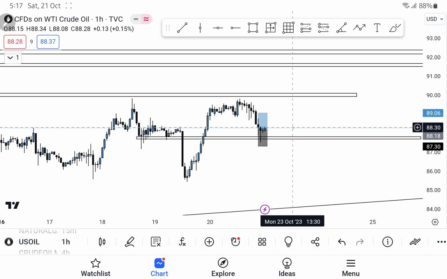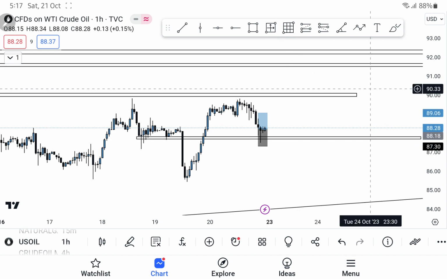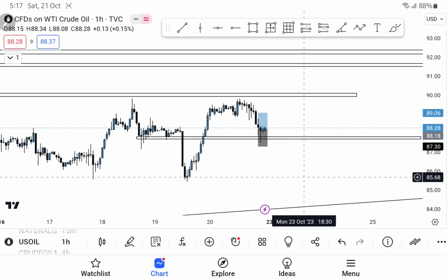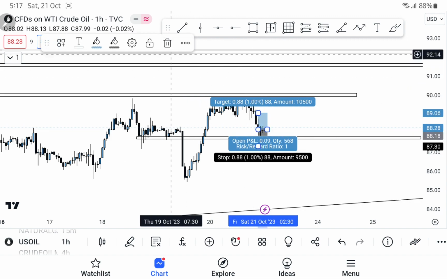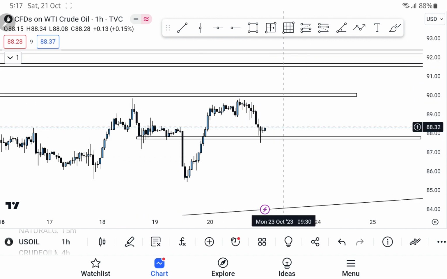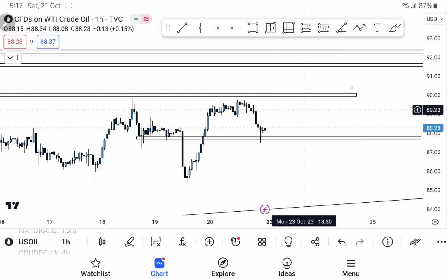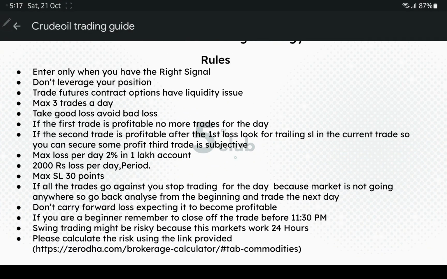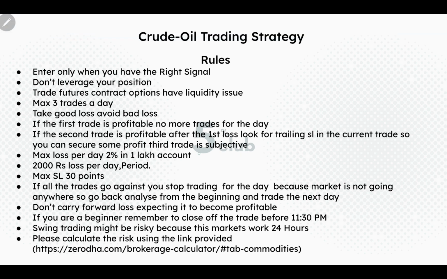If the second trade has given me 1:3, well and good. I won't trade anymore. I'll stay quiet, because the first one was a loss and the second one recovered my loss and gave me profit also. Now I don't want to break my head. That's it. The third trade is subjective. Again, this is for people who have big capital, so ignore it. If you have made good profit, keep the profit.